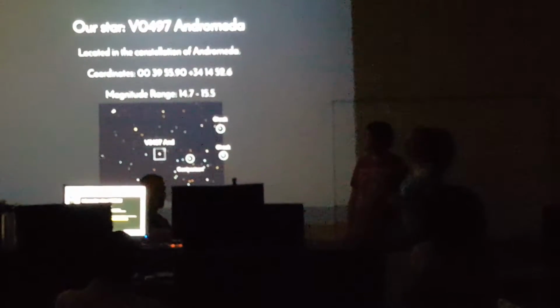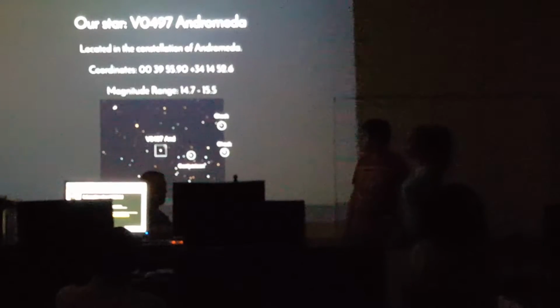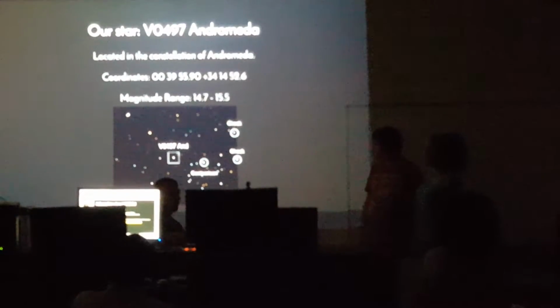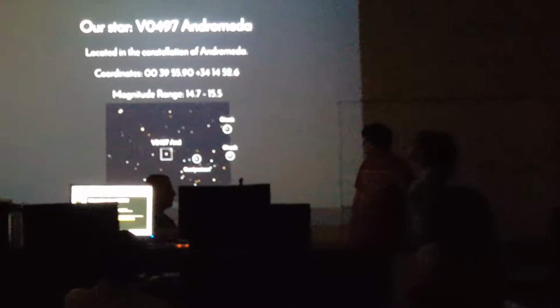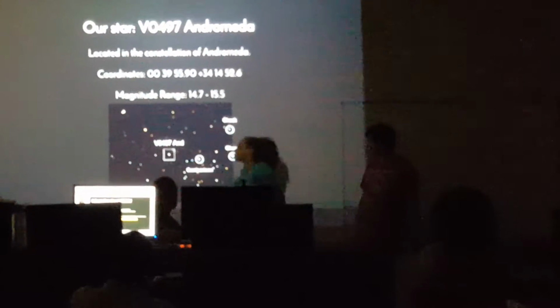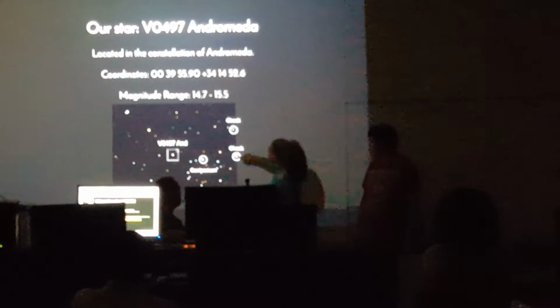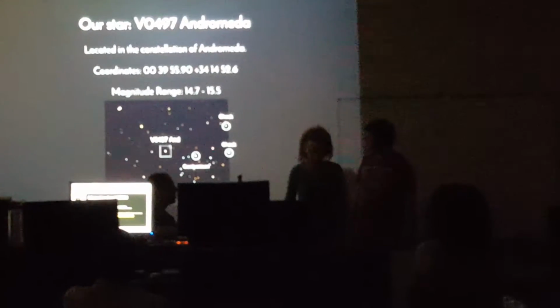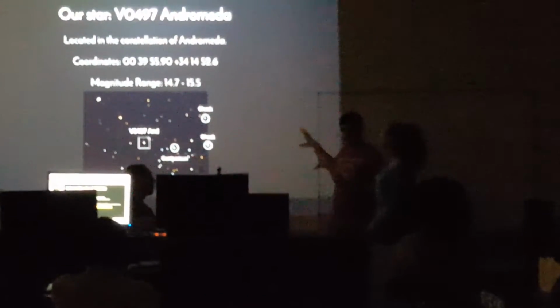And so our star that we studied was B0497 Andromeda, and that's located in the constellation Andromeda. You have up here the coordinates on the celestial sphere for that star, and the magnitude, which is 14.7 to 15.5. In the middle right here, with this little square, that's our star, and then we use this as a comparison star for finding the light curve, and then these two stars as our check stars. The reason that we had to compare the stars is so that we can have sort of a background against which we can measure the light.